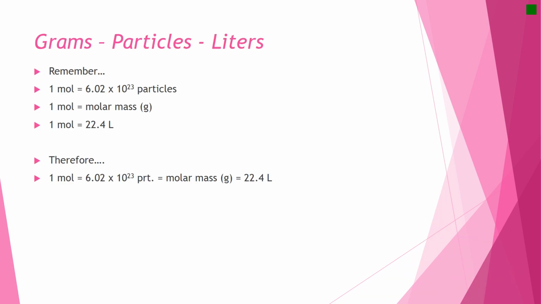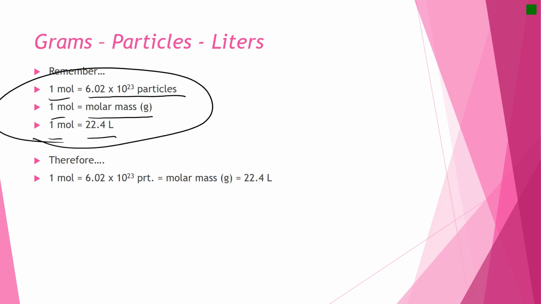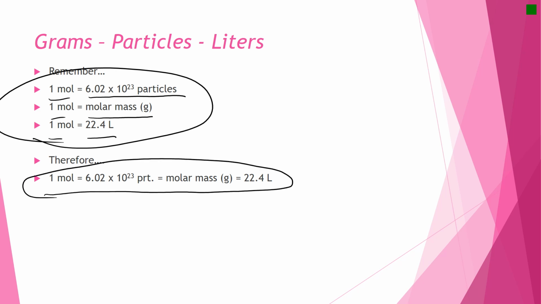So those are the individual conversions. But remember, 1 mole is equal to 6.02 times 10 to the 23rd. 1 mole is equal to this molar mass, and 1 mole is equal to this amount of volume. You will have to have all of those memorized. Therefore, all of them are actually equivalent.